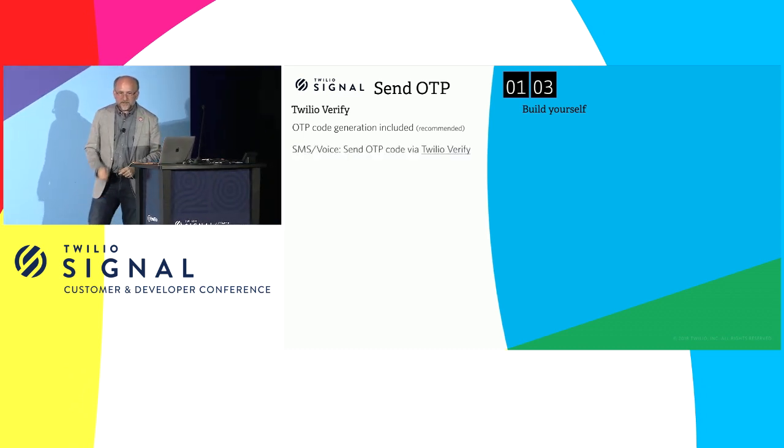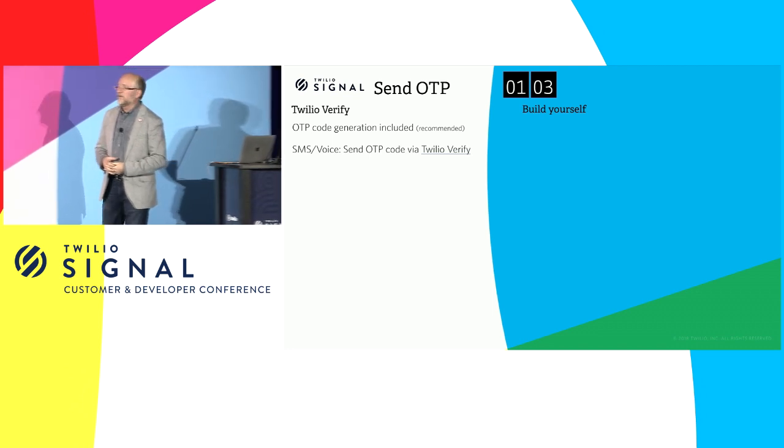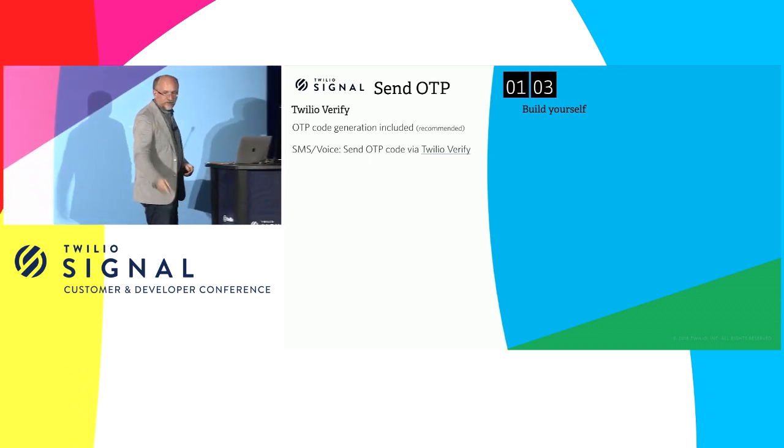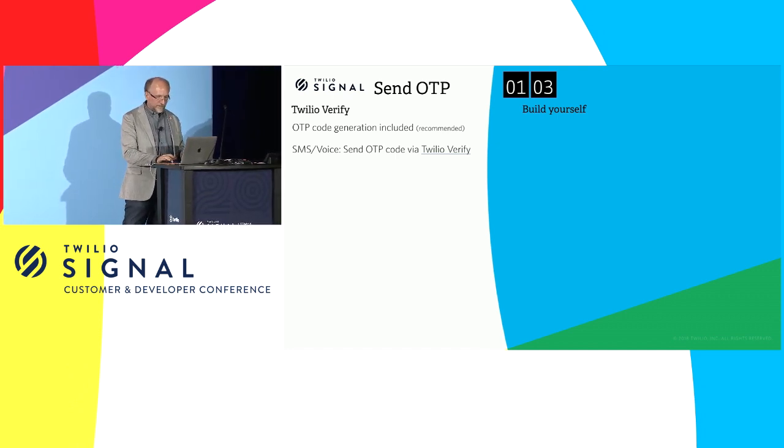For SMS and voice, you're going to need to send an OTP code via Twilio Verify. Okay, so this is the first thing you got to do. You got to send an OTP code. So we just raised the counter by 1. It's pretty trivial. You saw the code, even though you didn't see it in action.